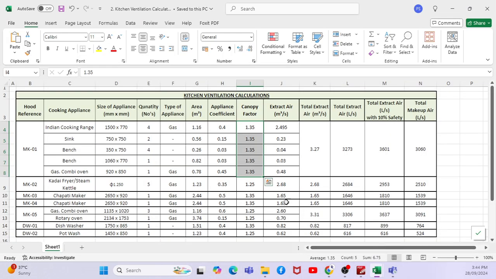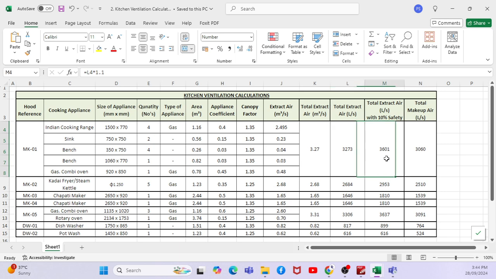Okay. So then if you go to the Excel sheet, you can calculate the canopy factor. Then you can calculate the extract air requirement using the calculations, right? Multiply by area, multiply by appliances coefficient, and multiply by canopy factor, you will get the total extract airflow. So for this particular set of appliances, you can calculate the total extract for the total appliances. So for the set of appliances, what is the total extract air requirement? Then you can convert to whatever unit you require.